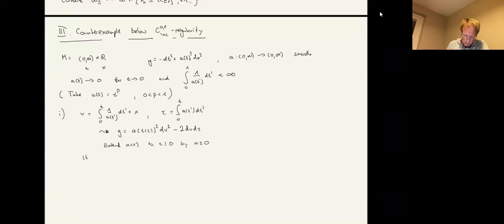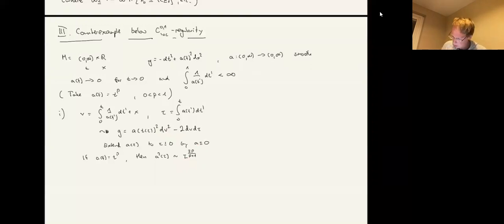And so if you choose a(t) equals t to the p, then computation gives that a squared of tau is proportional to tau to the 2p over p plus 1. And so you see from this here that if you let p go to 1, the metric is discontinuous with any exponent up to anything less than 1.